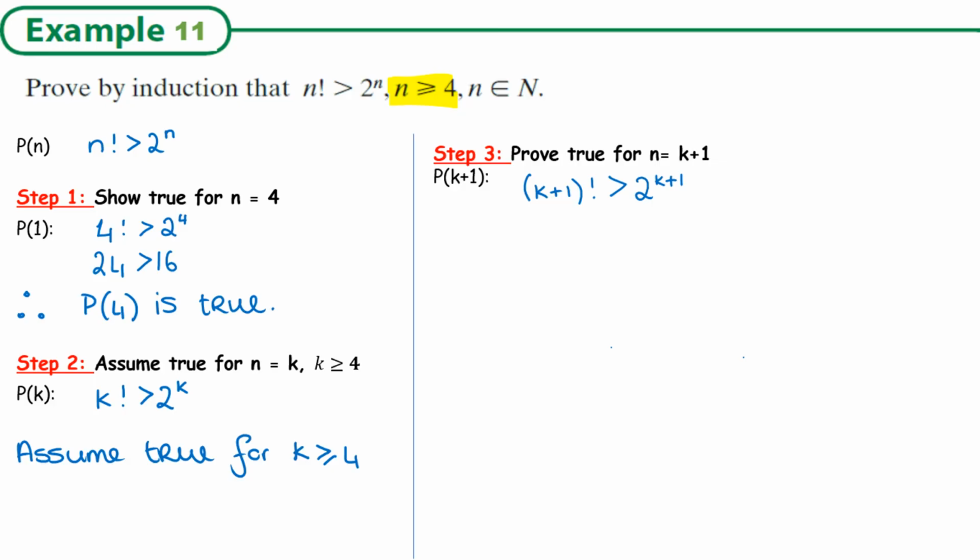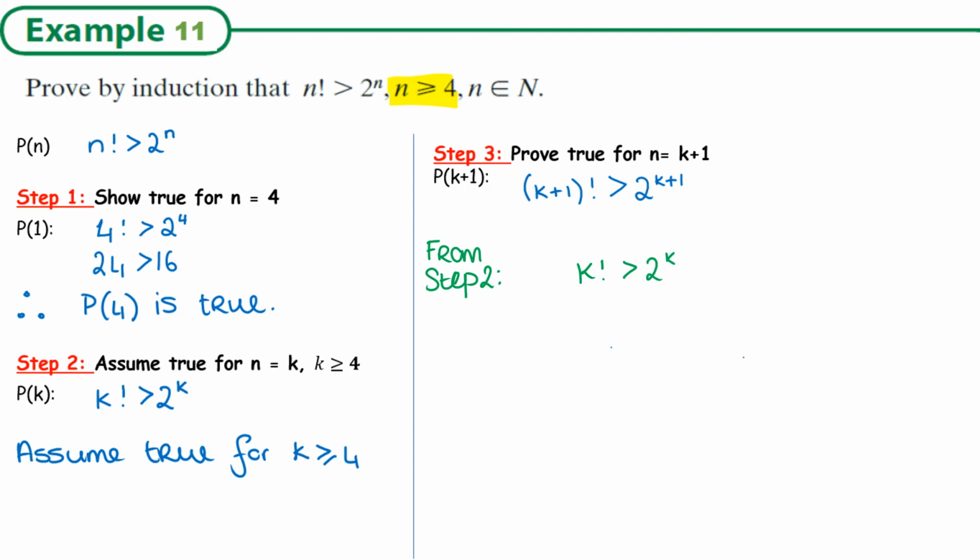So now that we've set up what we want to prove is true, we're going to go back to what we had in step 2. And I'm going to change my color. So this is from step 2. And we're going to follow the same logic as we had in the previous example. So we have k factorial is greater than 2 to the power of k.